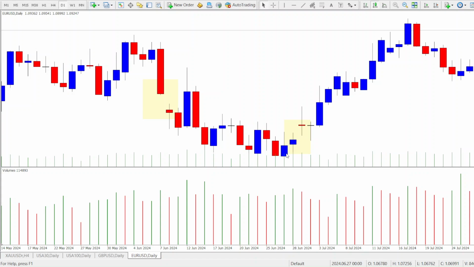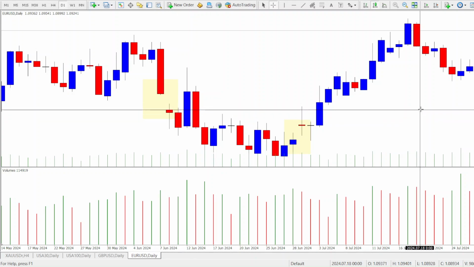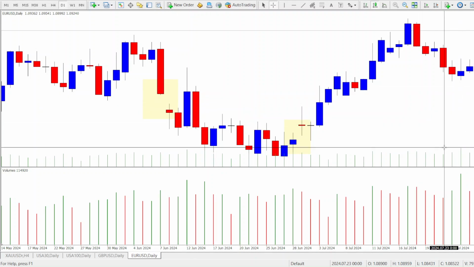Because the closing price, now this is a bullish gap. We can see that there's a significant difference from the closing price to the opening price of the next day, right? So we see there was a gap here, there was a gap here as well. So basically, that is how to identify an exhaustion gap.